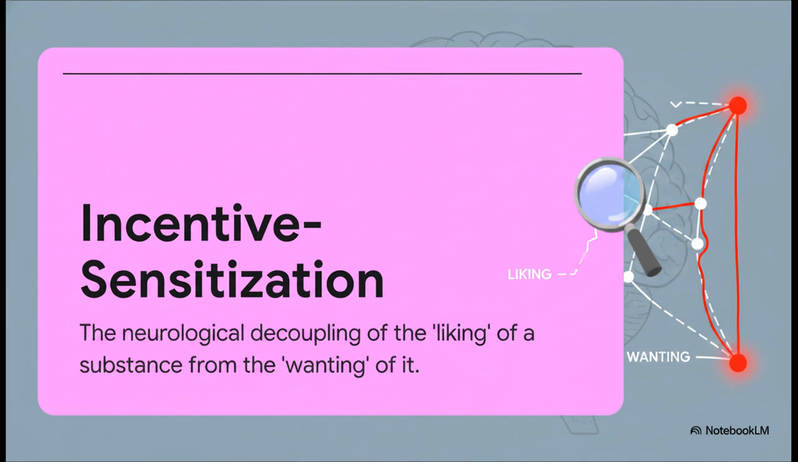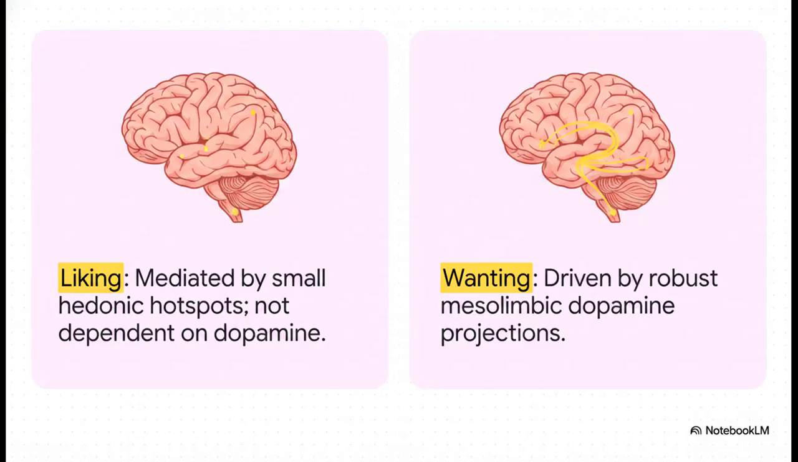It basically defines addiction as the neurological decoupling of liking a substance from actually wanting it. Over time, the brain literally permanently amplifies the compulsive craving, the wanting for a substance, long after the actual pleasure or the liking derived from it has completely faded away. What's genuinely fascinating here is how distinctly the brain separates these two feelings. Liking, that actual pleasurable impact, is mediated by these really small, fragile hedonic hotspots in the brain. It's delicate. But wanting? That is driven by incredibly robust, deeply ingrained mesolimbic dopamine projections.